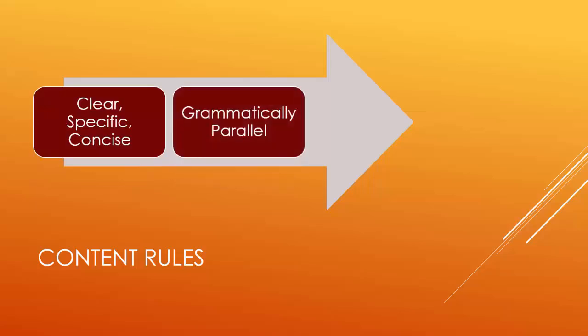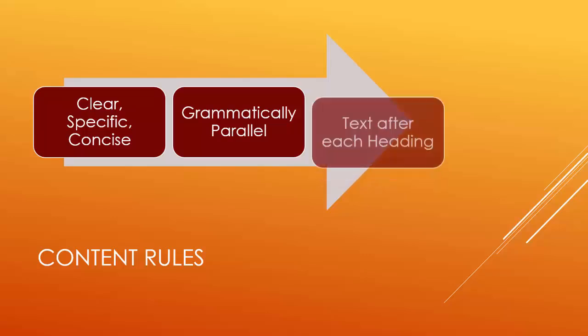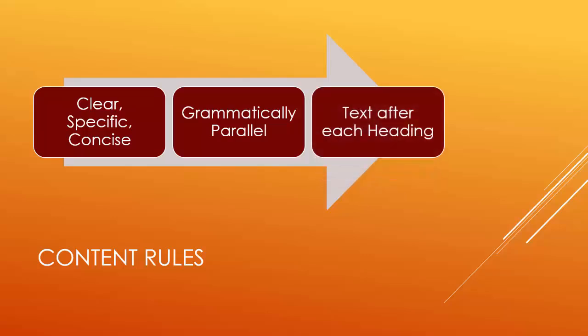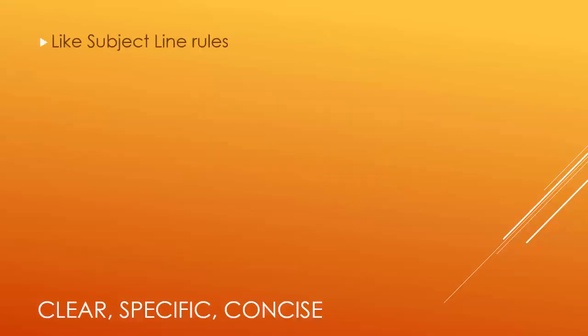There are three basic rules for the content of headings. They must be concise, specific, and clear. They must be grammatically parallel, and every heading must be followed by text. Like subject lines, the heading should connect very specifically to the function or content of the section. The heading should be as concise as possible, but not so concise that the heading is no longer specific.